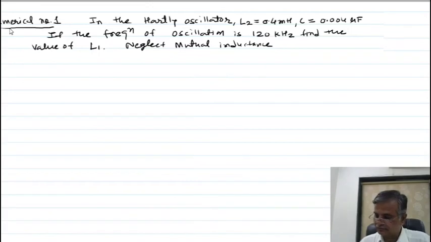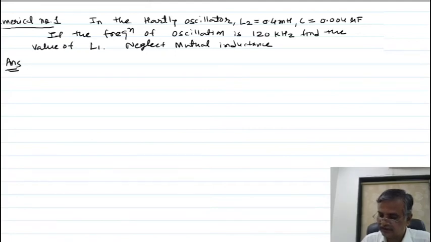See the question now. In the Hartley oscillator, L2 is given as 0.4 millihenry, capacitance is given as 0.004 microfarad. If the frequency of oscillation is 120 kilohertz, find the value of L1. They have given to neglect the mutual inductance.